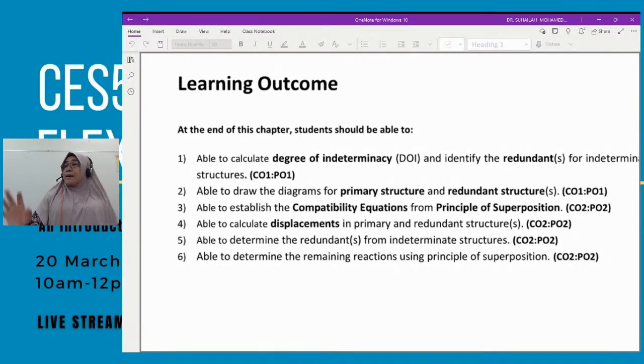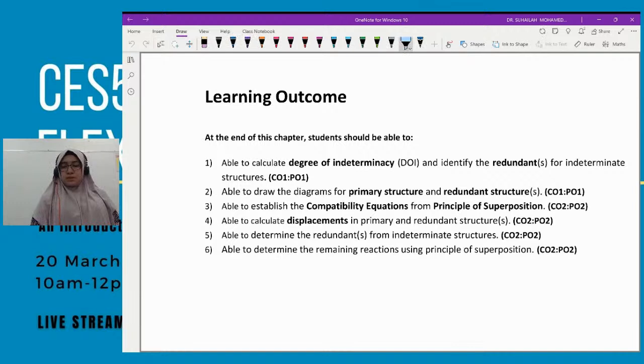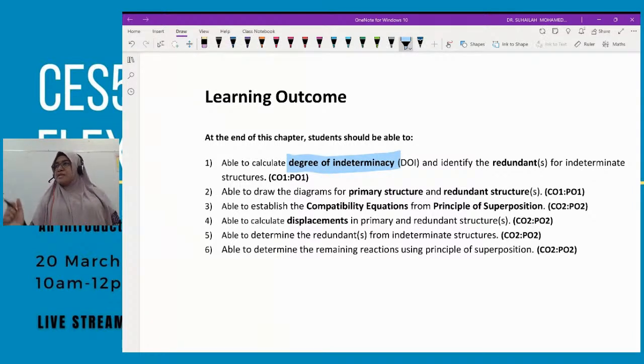Okay, let's look at the learning outcomes first. Learning outcomes are very important, meaning that at the end of the topic you must know what you have learned. You cannot end the topic and not know what you learned in these 5 weeks. This is for 5 weeks. Number one, degree of indeterminacy. Calculate degree of indeterminacy. Have you learned about degree of indeterminacy previously? What is it for?